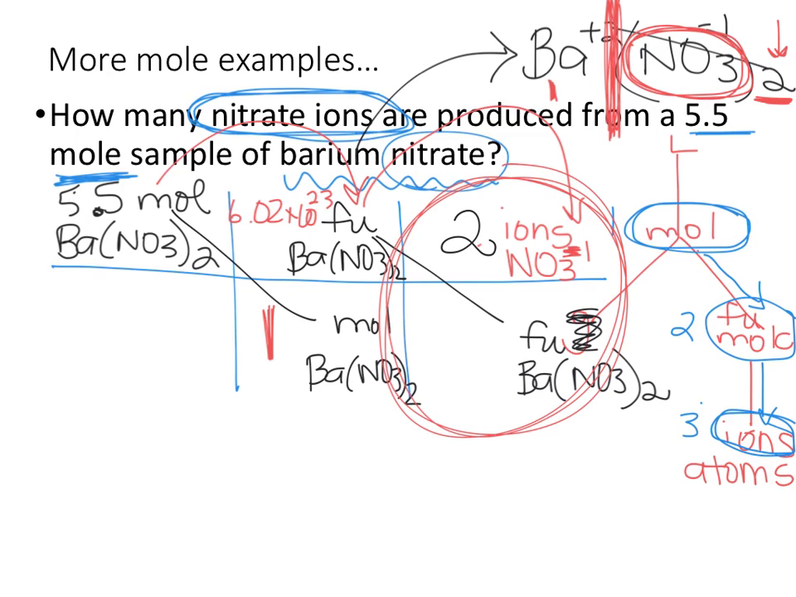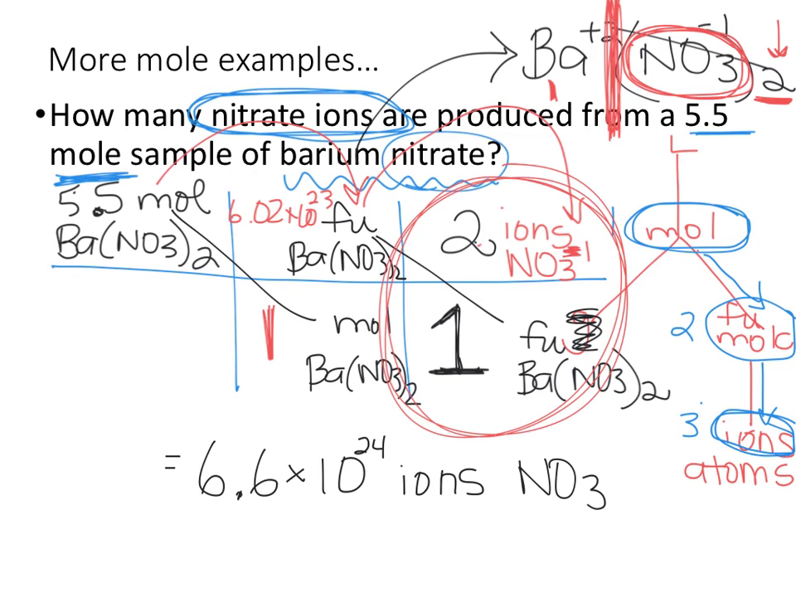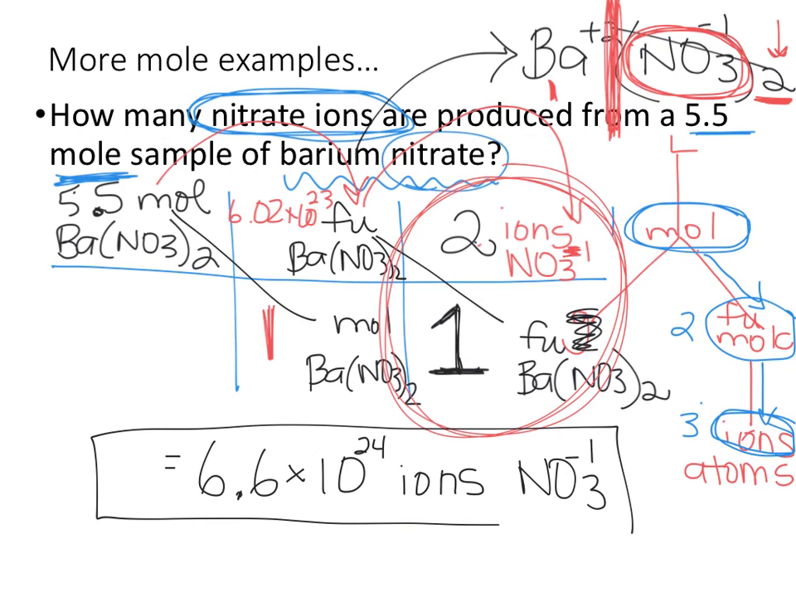So there are 2 ions in one formula unit. So in one compound of barium nitrate, there are 2 ions. And so then we get an answer. Sig figs are always our favorite. 6.6 times 10 to the 24th ions of nitrate. All of that needs to be included on your answer. Don't skip out and leave off your letters and numbers. You really need all of this in order to be successful.